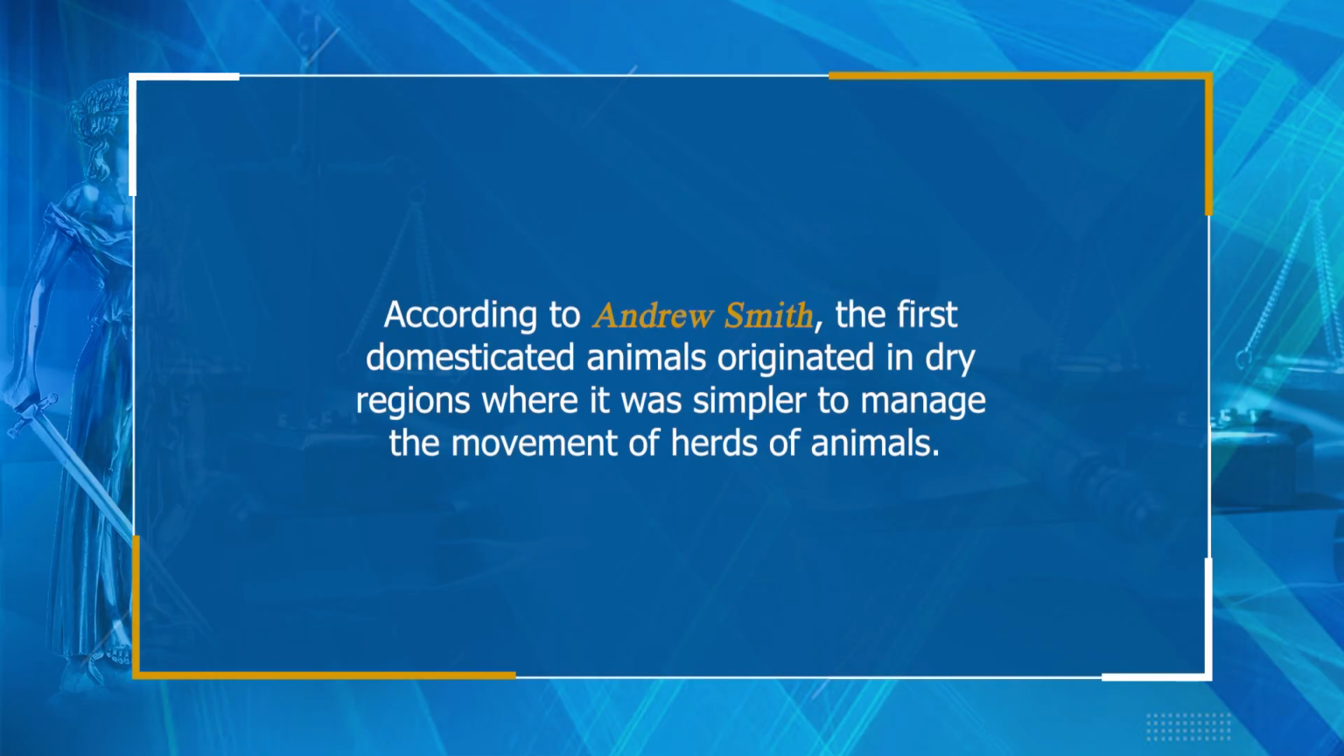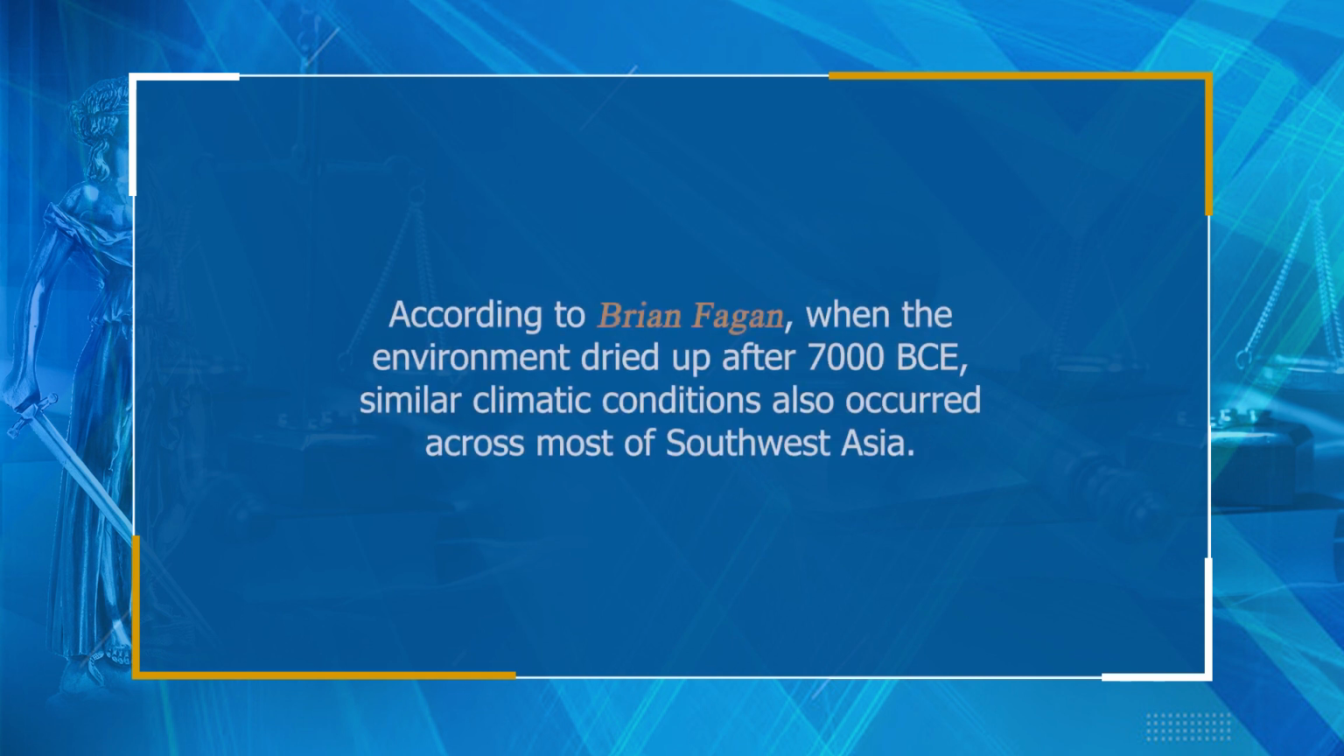According to Andrew Smith, the first domesticated animals originated in dry regions where it was simpler to manage the movement of herds of animals. According to Brian Fagan, when the environment dried up after 7000 BCE, similar climatic conditions also occurred across most of Southwest Asia. In addition, due to the favorable climatic circumstances, all 5 of the main domesticated animals, that is, dogs, sheep, goats, pigs, and cattle, could be found in their wild forms in great abundance here.